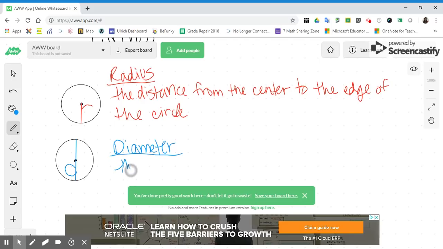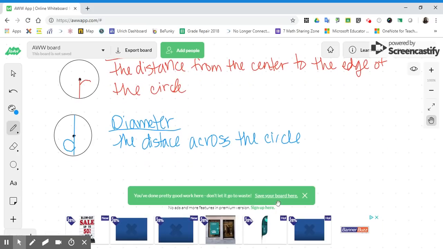And that's the distance across the circle, but you have to make sure you go through the center. So I'm going to add that part. Through the center. It's kind of like the width of the circle, whereas the radius only goes halfway across, the diameter goes all the way across. Okay, so those are the big pieces of the circle.